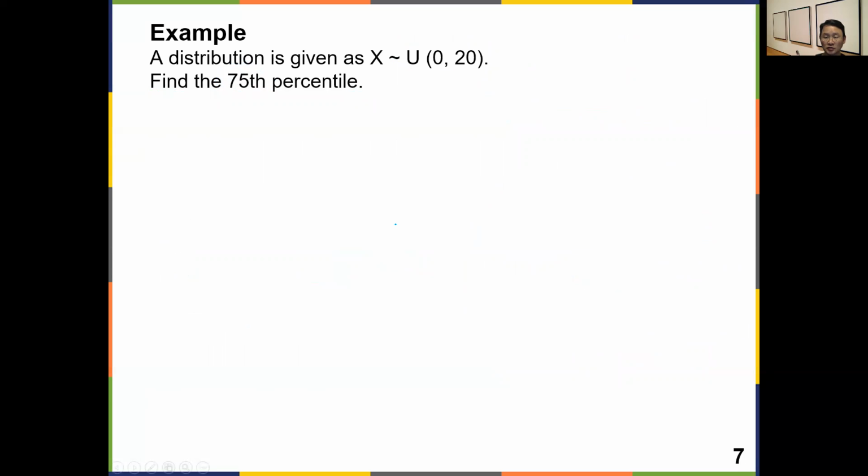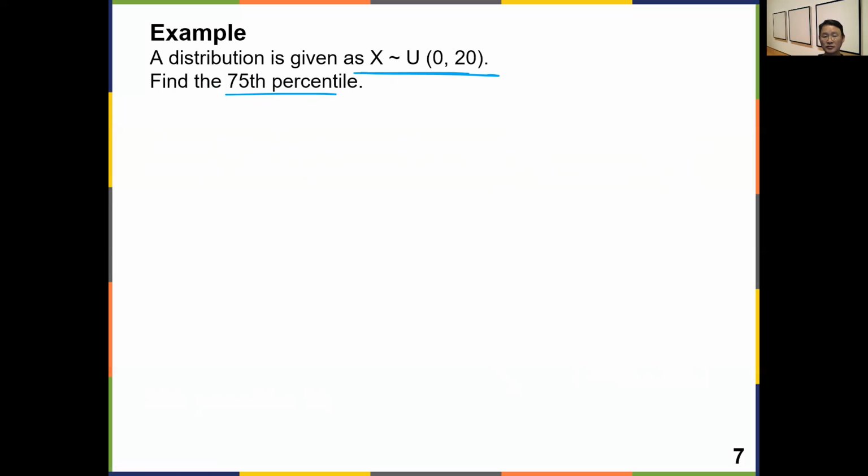So, exact same setup, right? Exact same setup from 0 to 20. And this time, let's go for the 75th percentile. So let me give it a little bit of time.